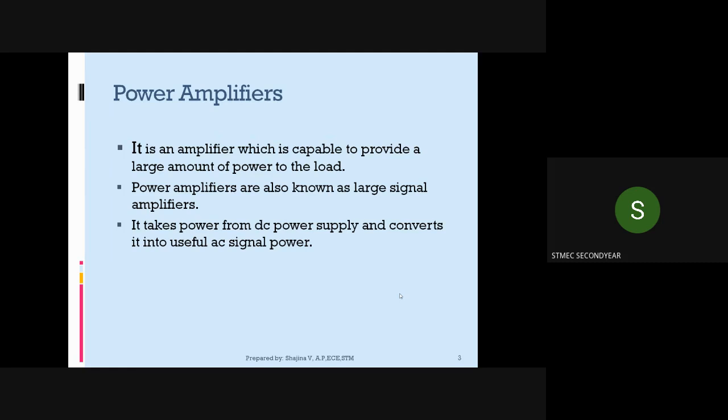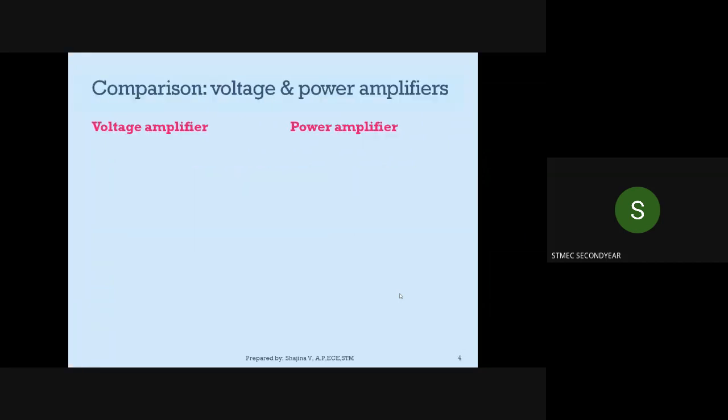These power amplifiers are also known as large signal amplifiers. The voltage amplifier, we are calling it a small signal amplifier. Here, power amplifier, we can say it is a large signal amplifier. Okay. Now, we can specifically see what are the differences between this voltage and power amplifiers. So, comparison of this voltage and power amplifier.